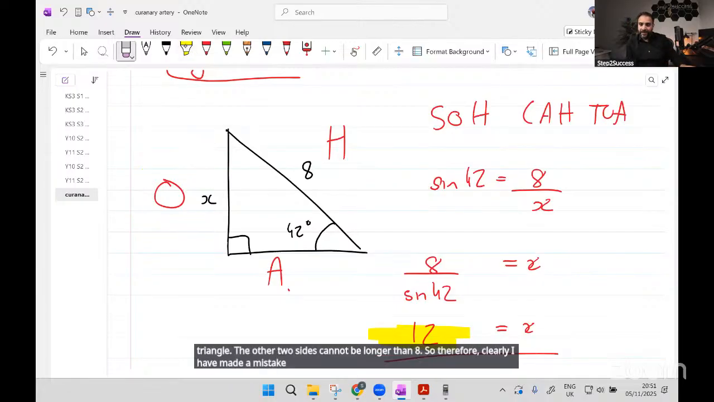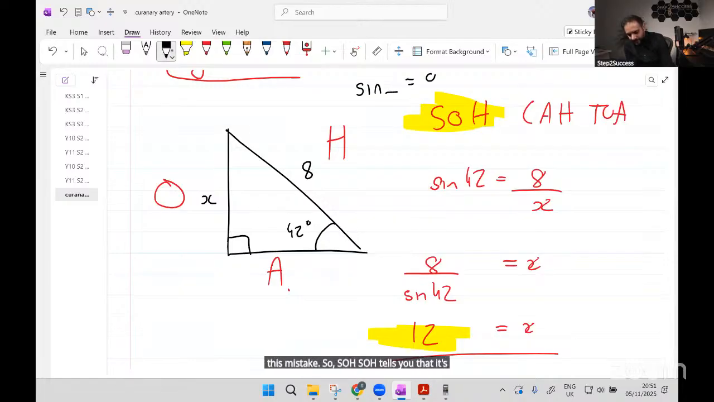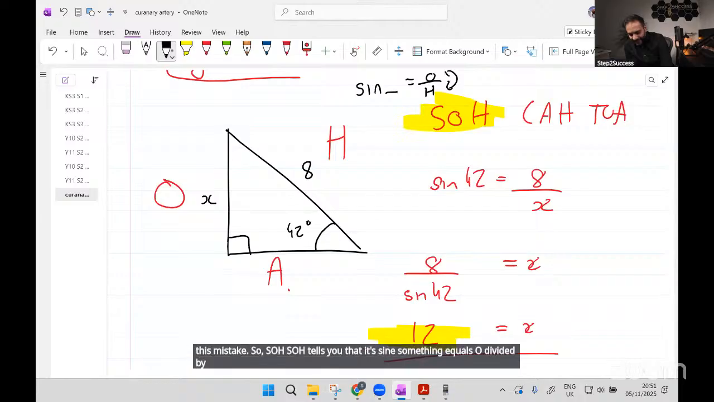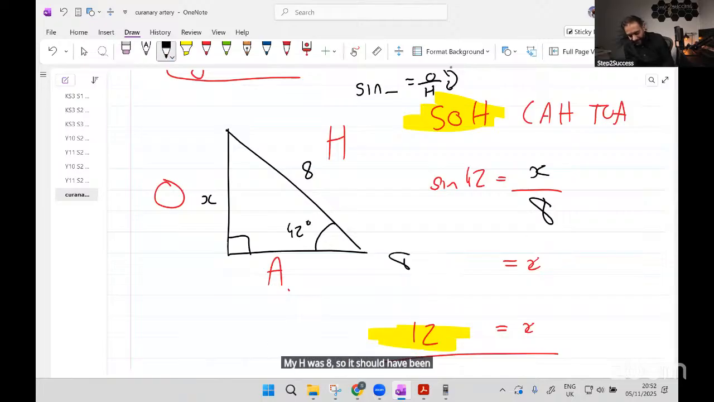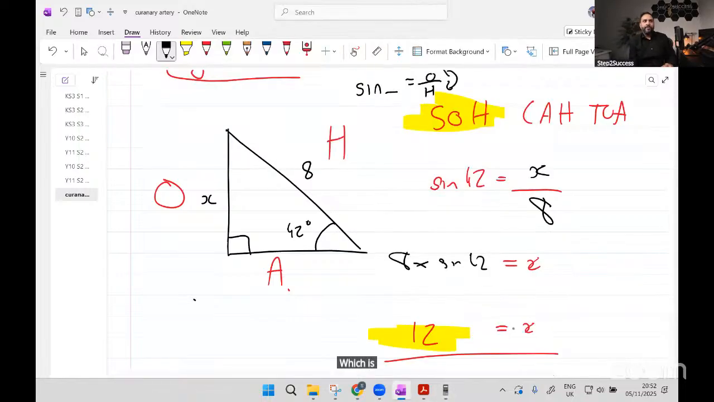So if you do make a mistake on this particular very specific topic, sometimes it is possible to tell that you have made this mistake. So SOH tells you that sine of something equals O divided by H in that order. My O was x. My H was 8, so it should have been 8 times sine 42, not 8 divided by, which is 5.4.